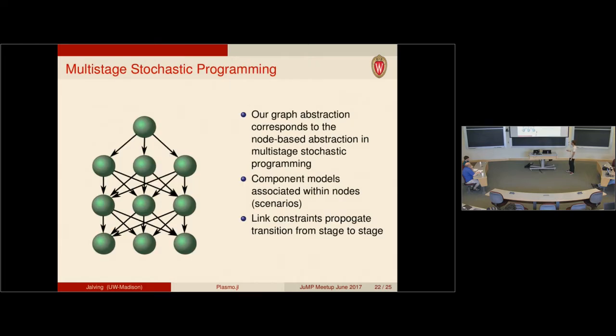I also just wanted to mention that we are interested in multistage stochastic programming. Now that I've introduced all of these graph modeling concepts, the whole idea is this graph abstraction also corresponds to the node-based abstraction for stochastic programming. So in this case, component models would be associated with nodes, which would be scenarios in this case, and the link constraints would propagate transitions from stage to stage. So this really worked for up to 4 or 5 stages, depending on how many scenarios you consider for solving just an extensive form problem.